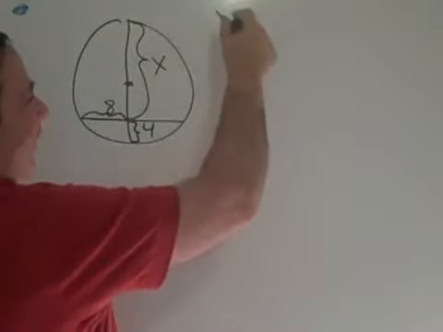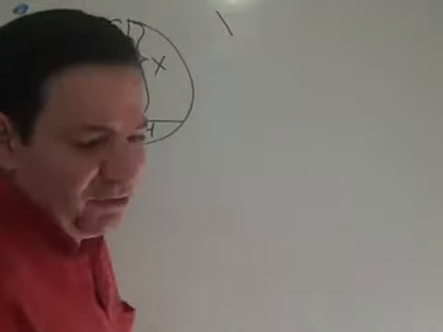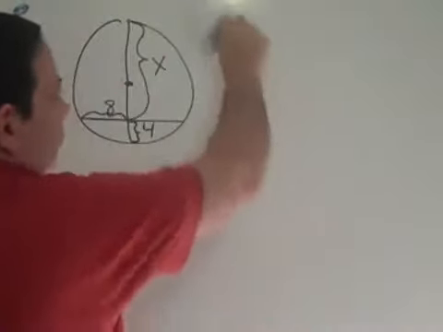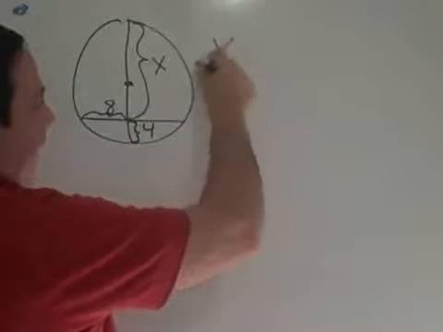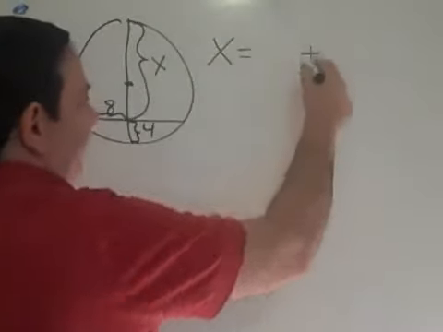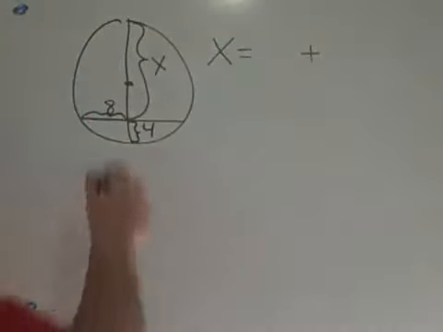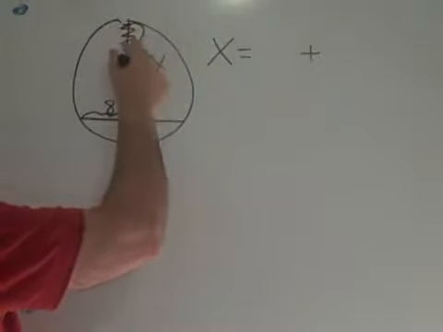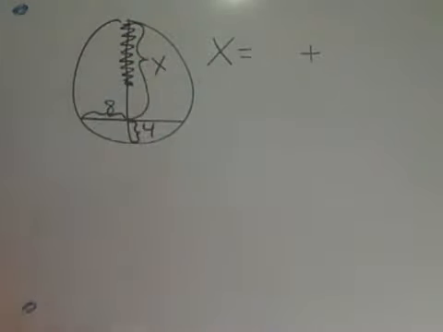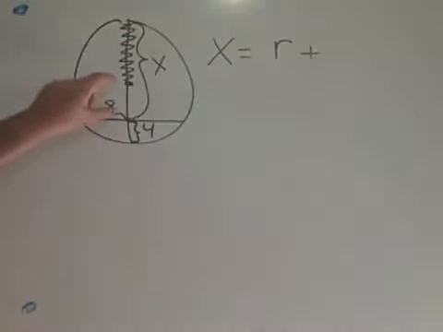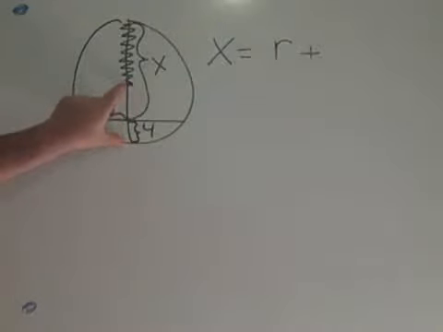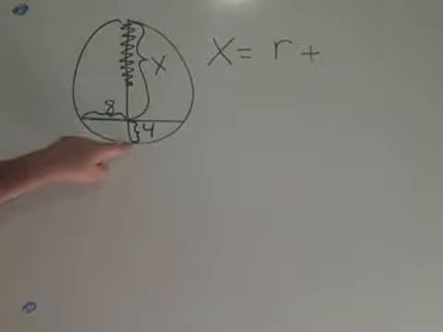Well, the first thing I would do is try to think what x really is. X, in my opinion, is the sum of two parts. It's this part, which is r, from the center to a point on the circle, that's r. Plus this piece here. Well, this whole piece is r, from the center to down here is r.